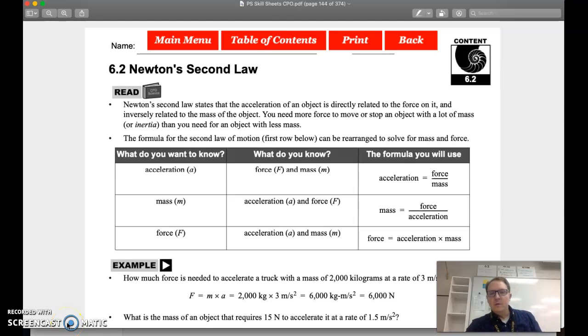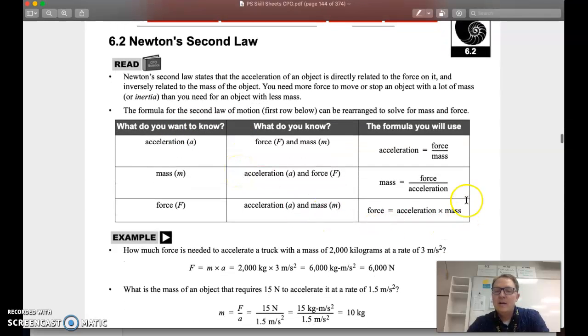Okay, physical science people, Mr. Cawley here. Your assignment for today is this skill sheet 6.2 on Newton's second law. If you did not watch the slide video from last week on Newton's three laws, you better stop, go back, and watch that video. You're going to be working with Newton's second law of motion, which is the equation force is equal to mass times acceleration. You can see that right here.